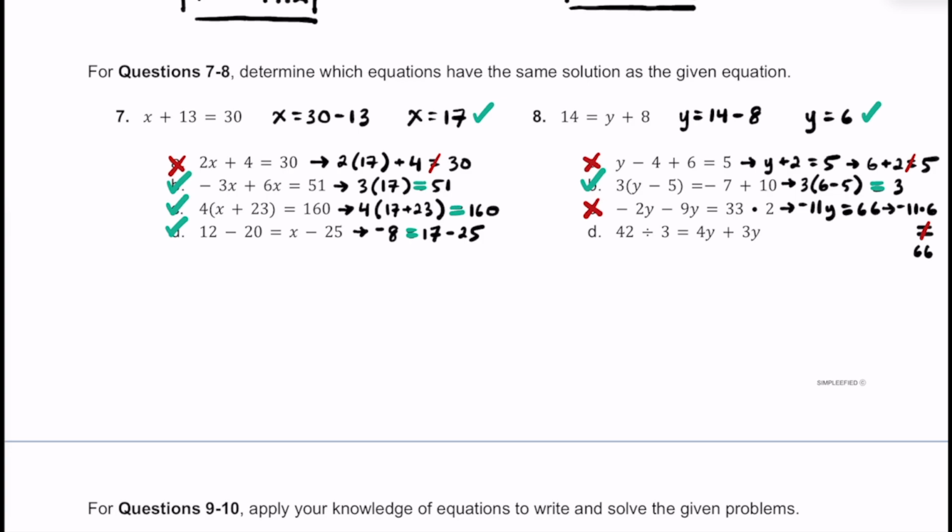All right, for D, we have this 42 divided by 3 on the left side. We can clean that up. 42 divided by 3 is equal to 14. So we can say that's going to be equal to 14 on the left side.